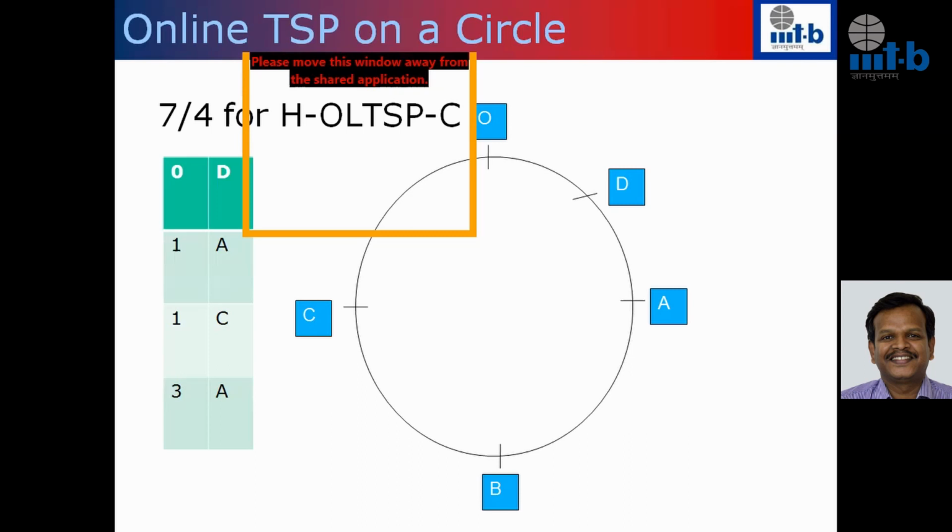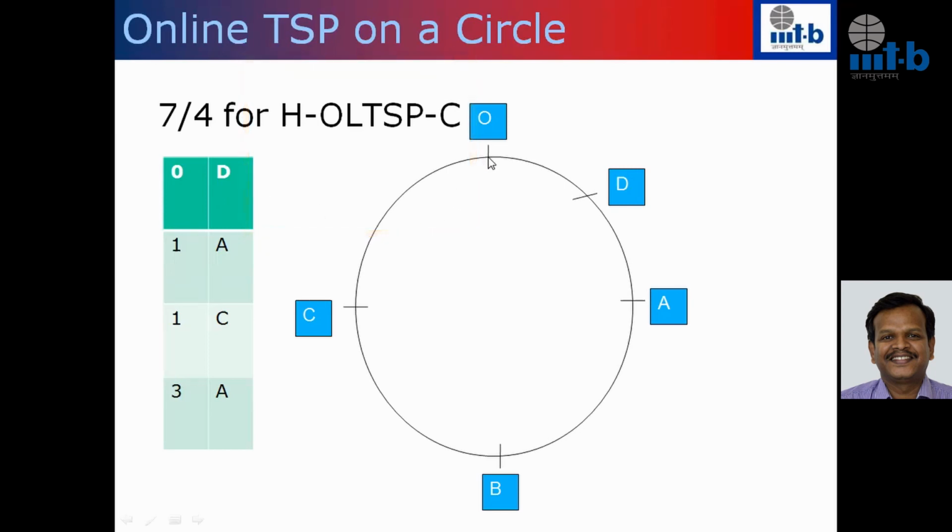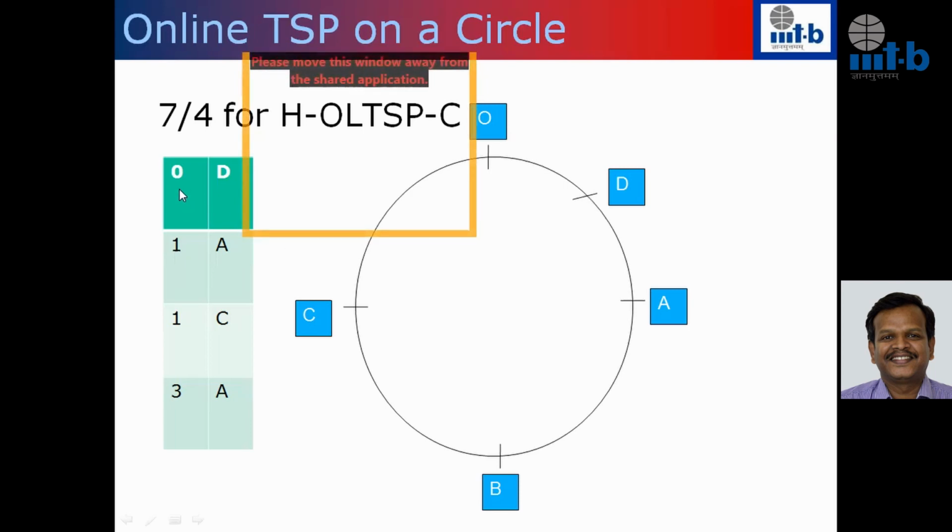Initially, at time 0, there is a request. What I have on the left hand side is the time, and on the right hand side is the location where there is a request. Initially, both the online and offline servers are at the origin. Now at time 0, there is a request at D. The notation here is that the first one is the time when the request has come, and the second one is the location where there is a request. So the first request is at time 0, at D.